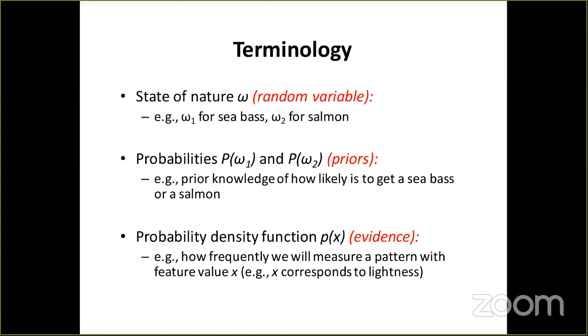So p of x is evidence. It's called evidence because it's the feature that we observe. Say, for example, our feature can be a measure of the weight of the fish. So we are trying to classify a fish, so we measure its weight, and that is called the evidence. It's called evidence because this is what we really observe. And here we are kind of like detectives. We get some evidence, we get p of x, and based on that evidence we want to classify whether it's a salmon or a sea bass. So yeah, that's why it's called evidence.